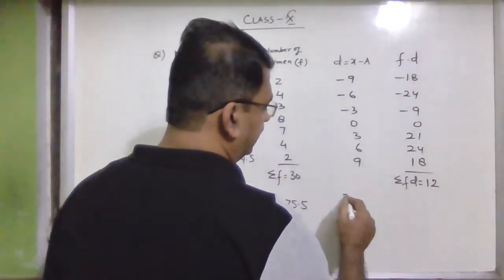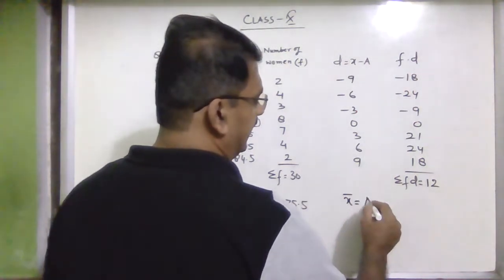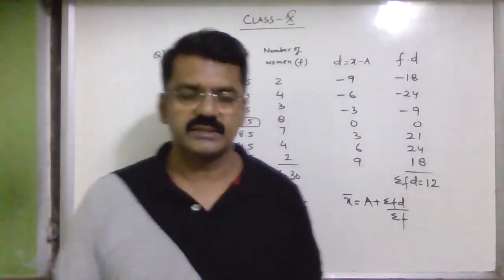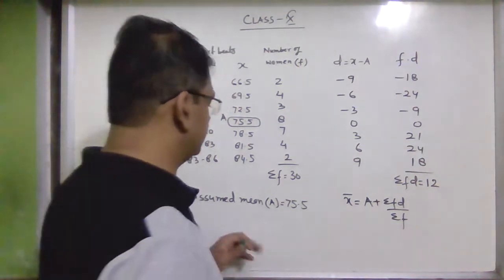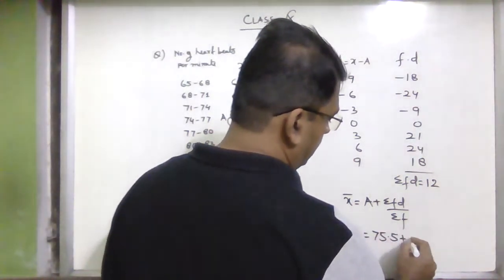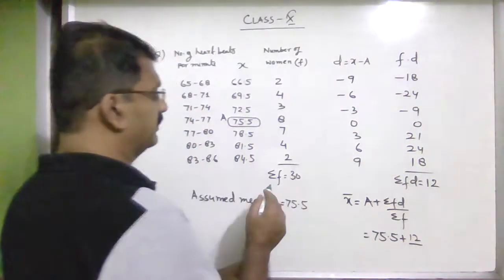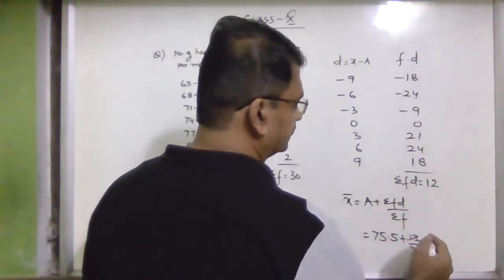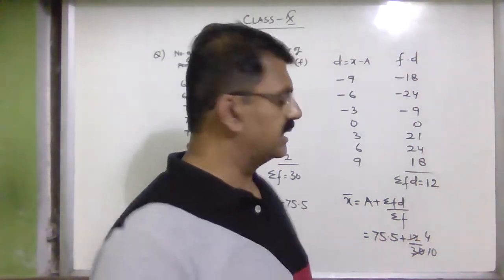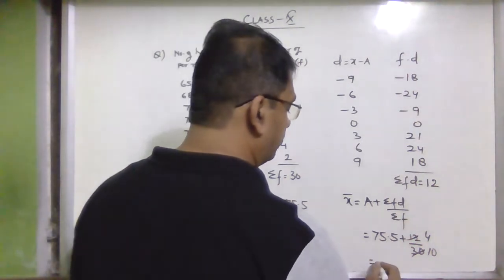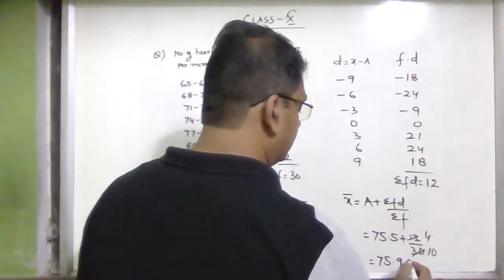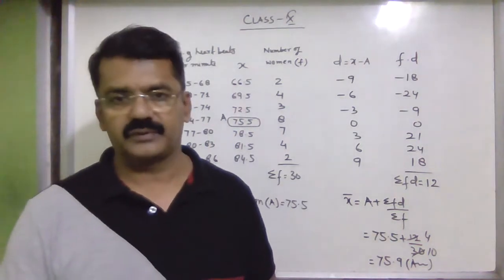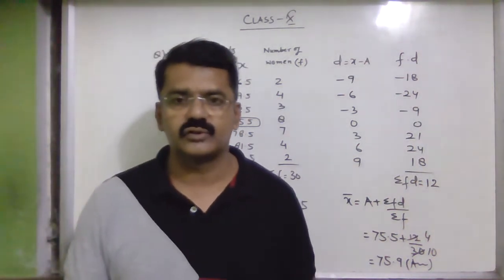Now I told you the formula for mean in the shortcut method. It is a plus sigma fd upon sigma f, where a is the assumed mean, which is 75.5 here, plus sigma fd is 12 and sigma f is 30. Clear? First you cancel it by 3. Now 4 by 10 means 0.4. So 75.5 plus 0.4 will be 75.9. So your answer will be 75.9. The mean or the average heartbeats per minute is 75.9. Clear? So this is an example of the mean by the shortcut method.